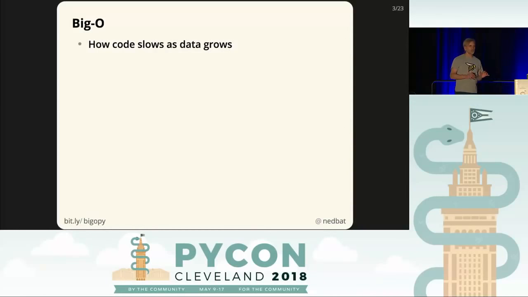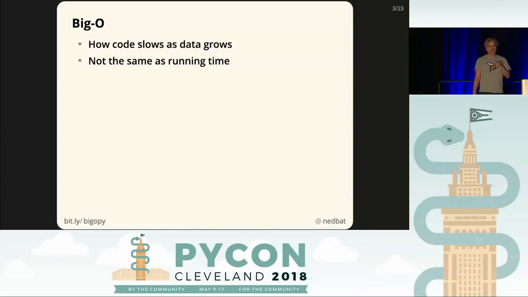It's about how your code slows as your data grows. An English major friend of mine pointed out that the rhyme is on the O sound, like Big O, and I didn't intend that at all, but that's cool. So the question is, how does your code slow down as the data gets larger and larger?